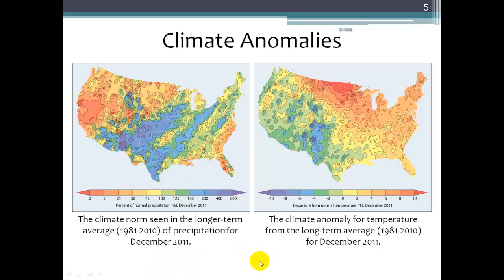So we can quickly see the areas that are a little bit drier and wetter and so on for the month of December. And then on the right, we have temperature for the long-term average, the period between 1981 and 2010 for December 2011. So again, we can look at the departure from normal. The closer it is to red, the more extreme heat, warmer than normal, and on the purple end, we have colder than normal. So you can see the difference between the patterns in precipitation compared to temperature for December.